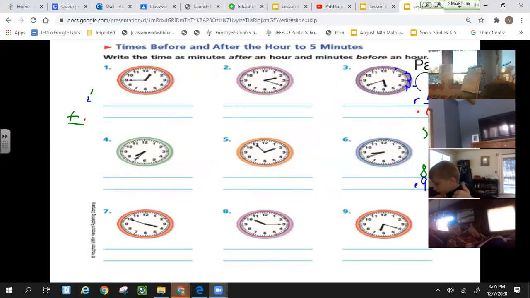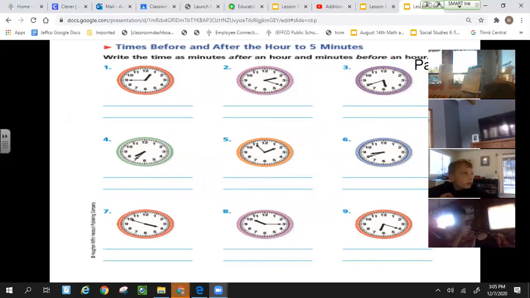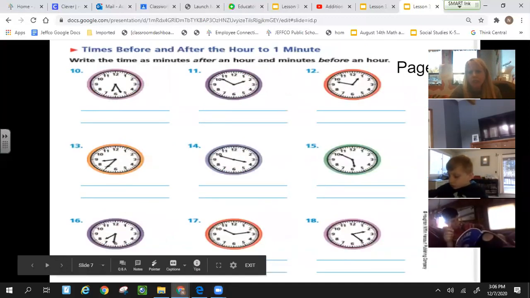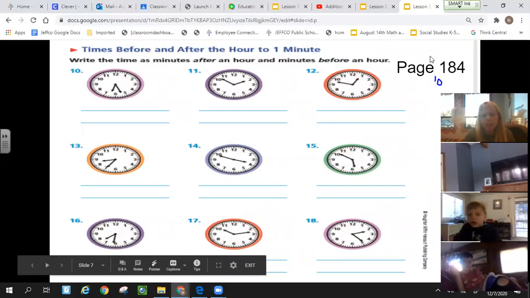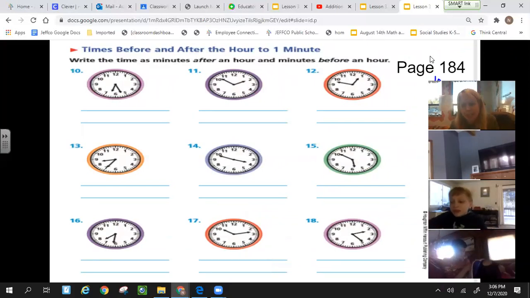That's great. I'm glad you're feeling confident in telling time before and after the hour. Lots of good thumbs. That makes me happy. Those were to the 5-minute. Turn to the next page. Now on page 184, we're going to do the same exact thing. So I don't have to teach you anything new, except it's not on the 5-minute. It's on the minute.